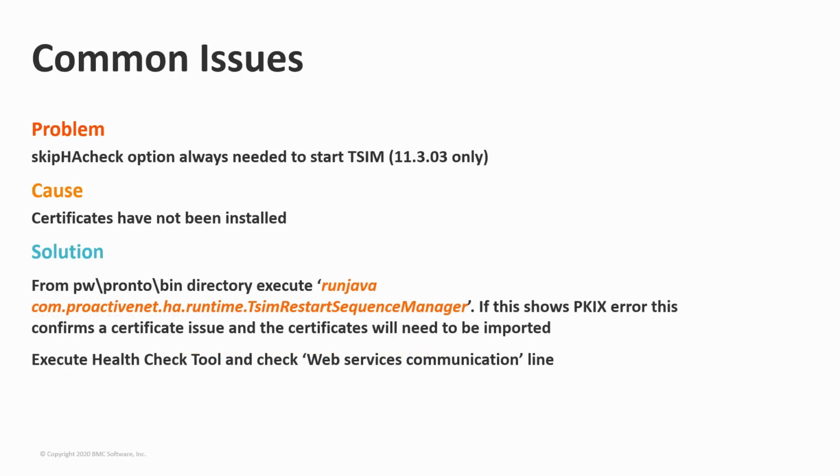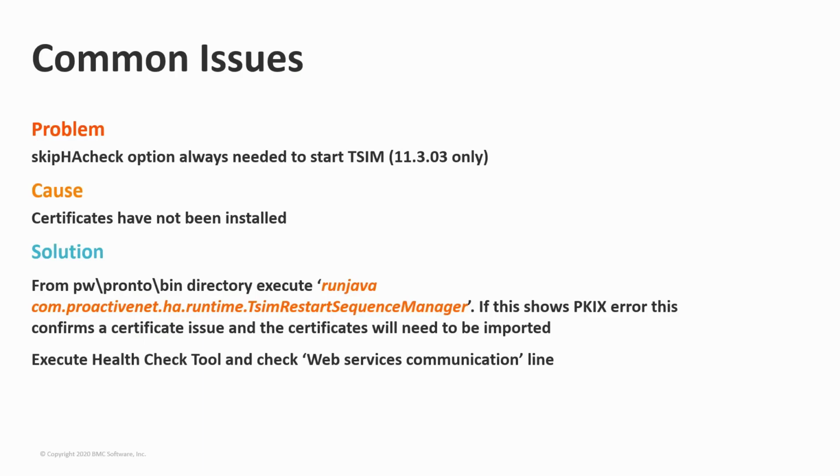For TSIM, the Skip HA check option was added in version 11.303 to prevent data loss due to not starting the last active node first. If the certificate for primary server is not installed on the secondary server or vice versa, this can cause TSIM to fail at startup unless the Skip HA check option is used.